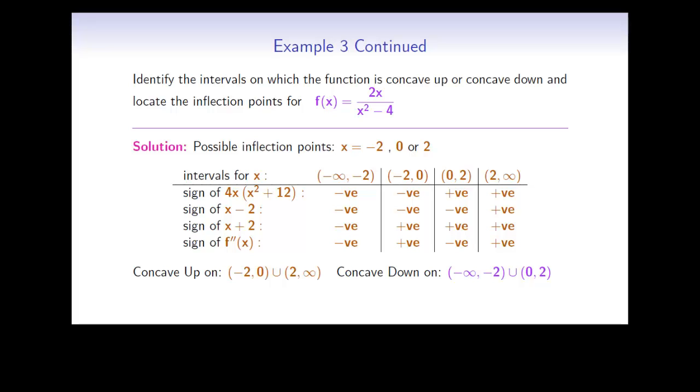However, if you plug in, for example, negative 2 into the function itself, we get division by 0. So negative 2 is not in the domain of the function itself. Therefore, this cannot be an inflection point. Similarly, for x equals 2. Therefore, the only inflection point is at x equals 0. We plug this into the function to get f of 0 equal to 0, so the only inflection point is (0, 0).